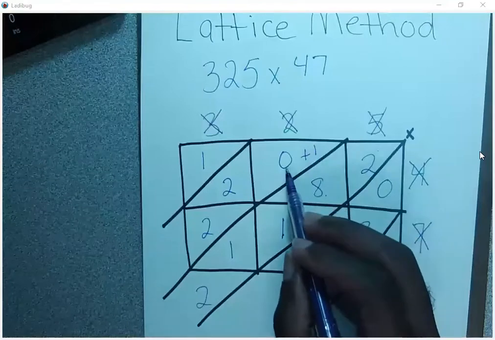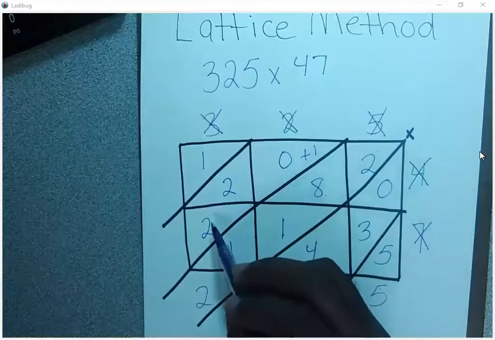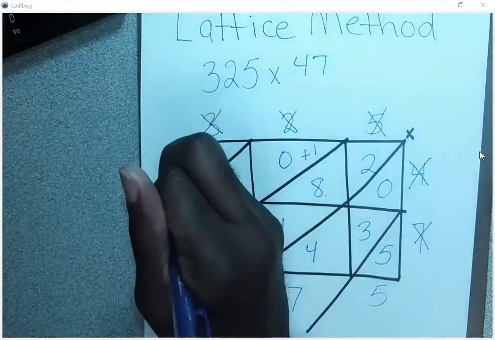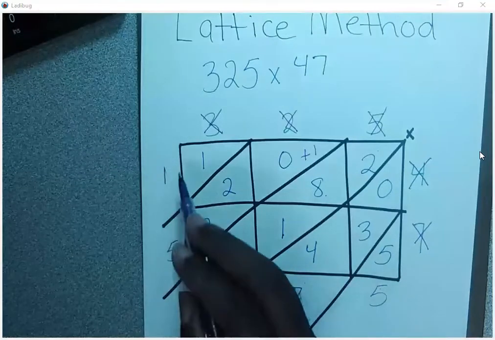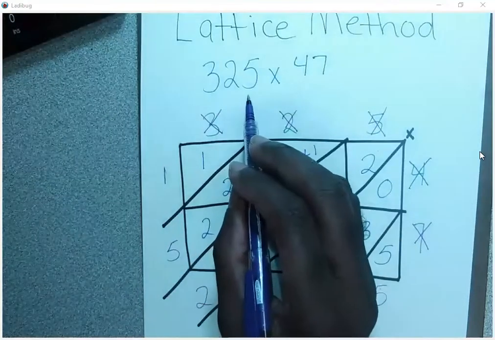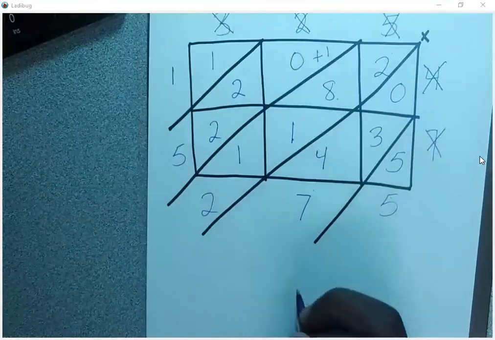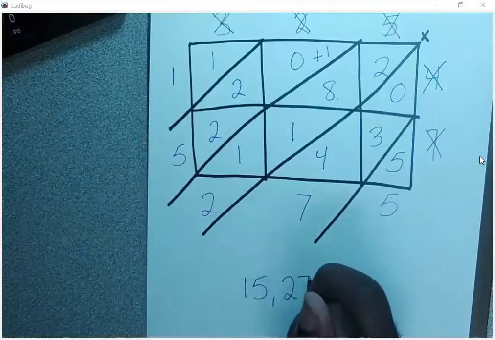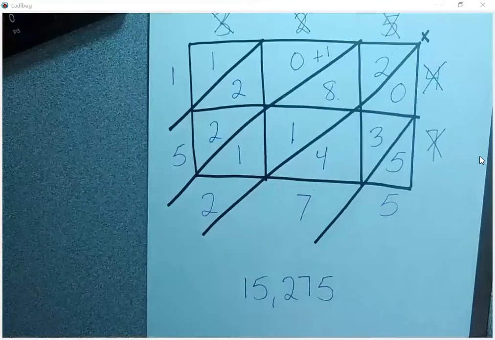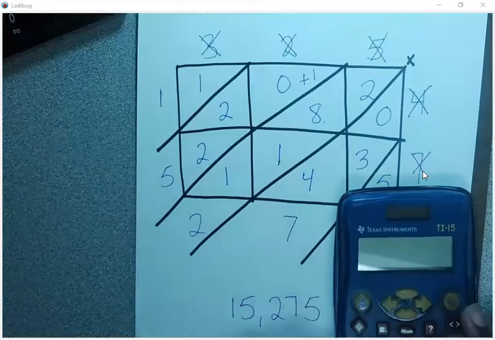Now I got 1 plus 0 is 1. 1 plus 2 is 3. And 3 plus 2 is 5. And then up here, I got the 1 by itself. Now, everything on this side is my answer. So I can say that 325 times 47 equals 15,275. Now, if I want to be sure and check my work, this is when I grab my calculator.